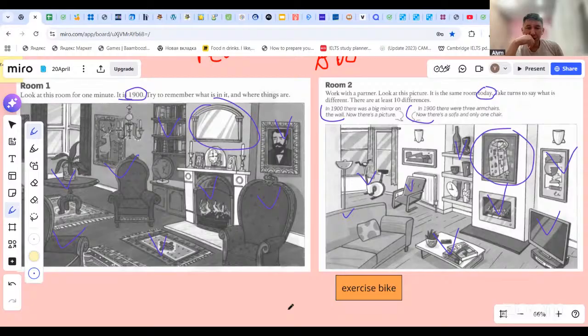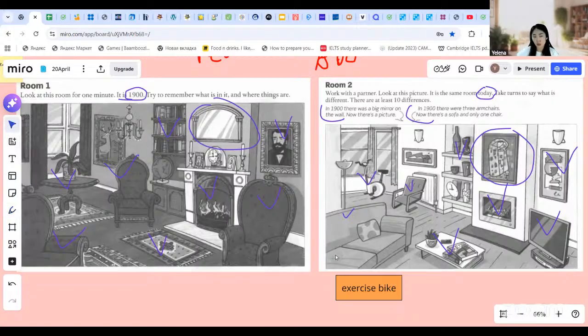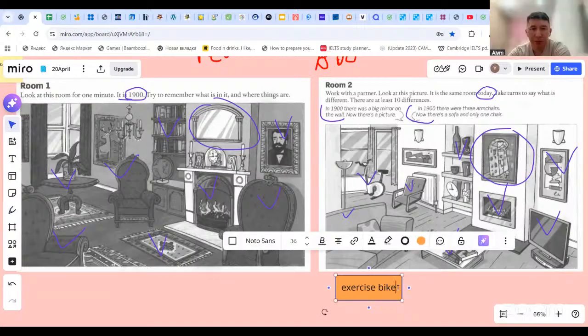In 1900s there was a picture on the wall. All right. And what do we call a picture with a face on it, for example a person? Portrait. Yes, there was a portrait. Good.